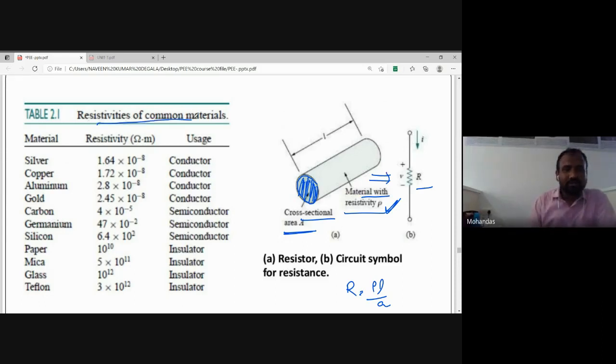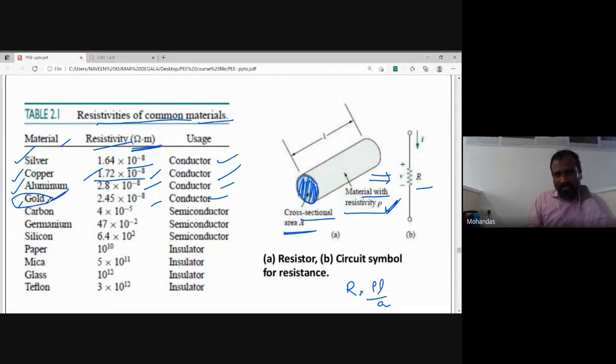Now, the resistivity of the common materials like silver, copper, aluminum, gold, all these are materials. Each material has its specific resistivity. And 1.64 into 10 to the power of minus 8 ohm meter. Resistivity units are ohm meter. And it is used as a conductor. Copper, this specific resistivity is this much. Is used as a conductor. Aluminum is used as a conductor, gold is used as a conductor. Due to the high cost, we are not using gold as a conductor.